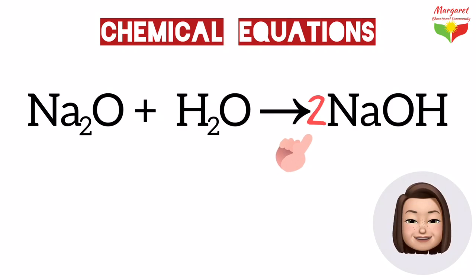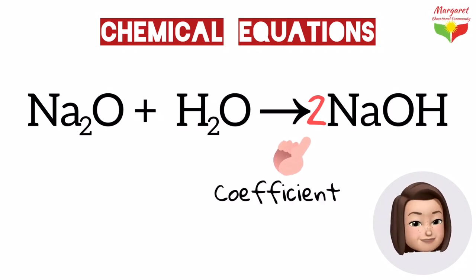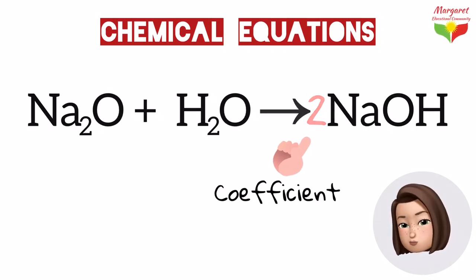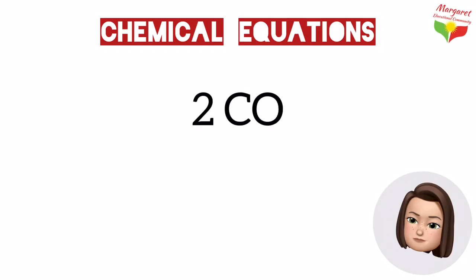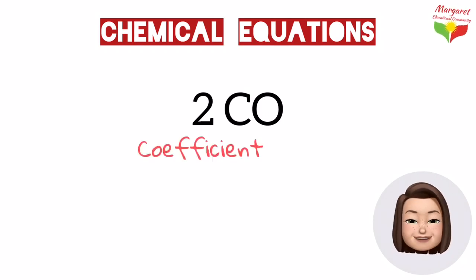The number 2 here is called a coefficient. A coefficient is a number that is placed in front of a chemical symbol or a formula. For example, 2CO represents 2 carbon monoxide. The number 2 is the coefficient.